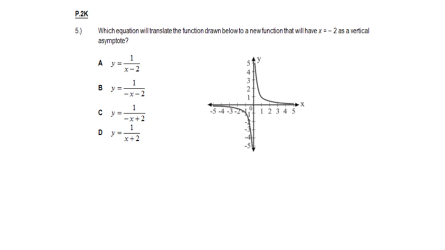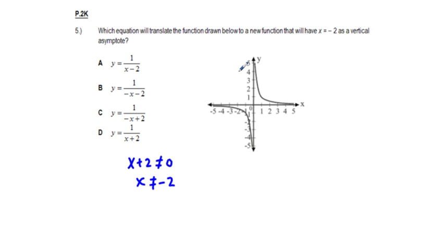Next, which equation will translate the function drawn below to a new function that will have x equals negative 2 as a vertical asymptote? What we have is, if we take this function D, we have a discontinuity at x equals, well, let's rewrite. I'm going to write this as x plus 2 cannot equal 0. We can't divide by 0, so x cannot equal negative 2.